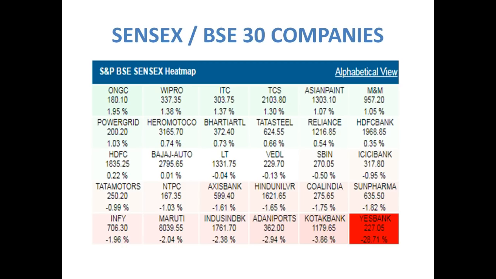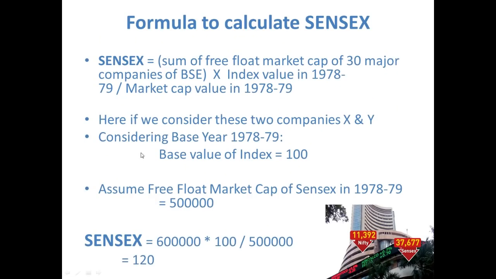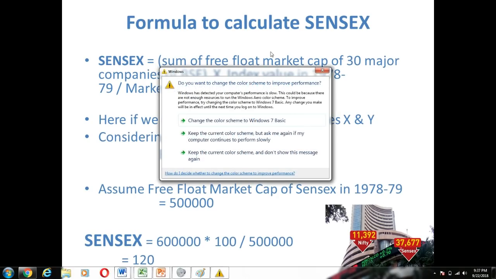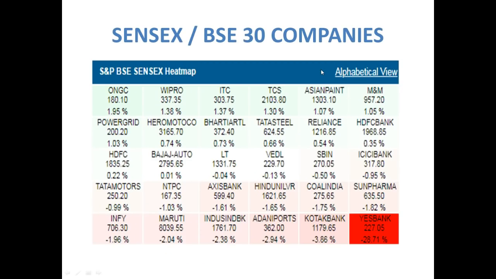Free float market capitalization is taken into consideration, and the same formula is applied: the sum of the free float market cap of the 30 major companies multiplied by the base value of the Sensex, divided by the total market capitalization of the Sensex in 1978-79. So this is how the value of the Sensex is calculated on a daily basis.